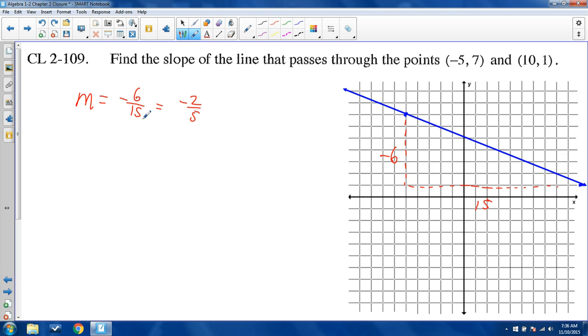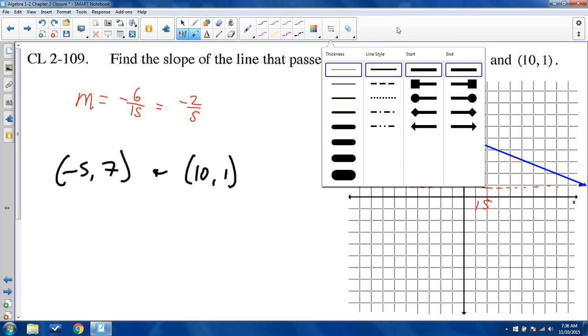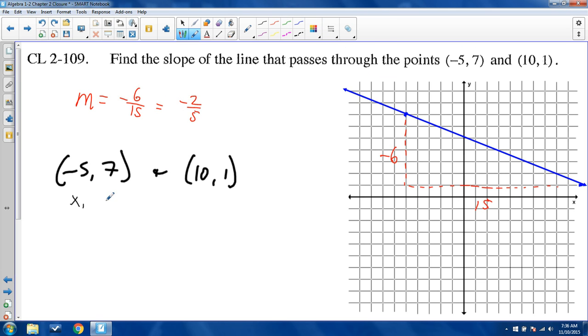Now, how are we getting this negative 6 and 15 using just these values here? So let's take a look. (-5, 7) and (10, 1). Okay, these are both different x, y pairs. Here's an x value, here's a y value. Here's an x value, here's a y value. Now, this does not mean x squared and y squared. This is just a second x and y value here.